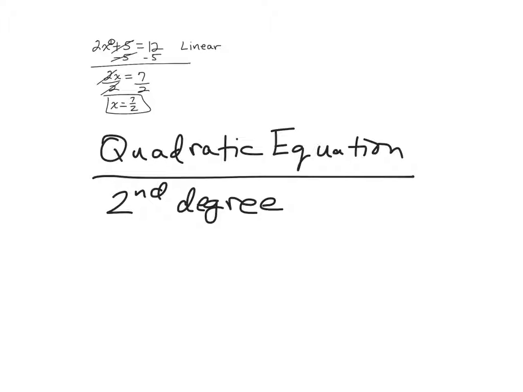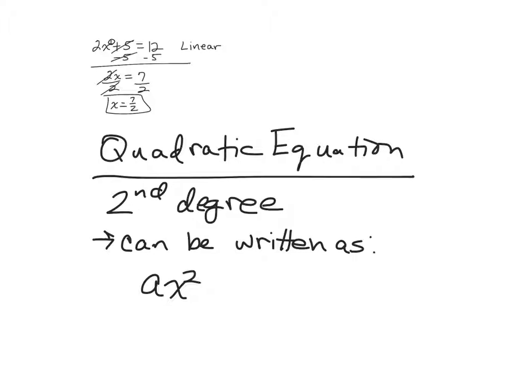The definition of a quadratic equation actually goes like this. It's any equation that can be written as something times x squared plus something times x plus something is equal to 0. Now, it doesn't mean it has to be written this way, it just means it can be written this way.